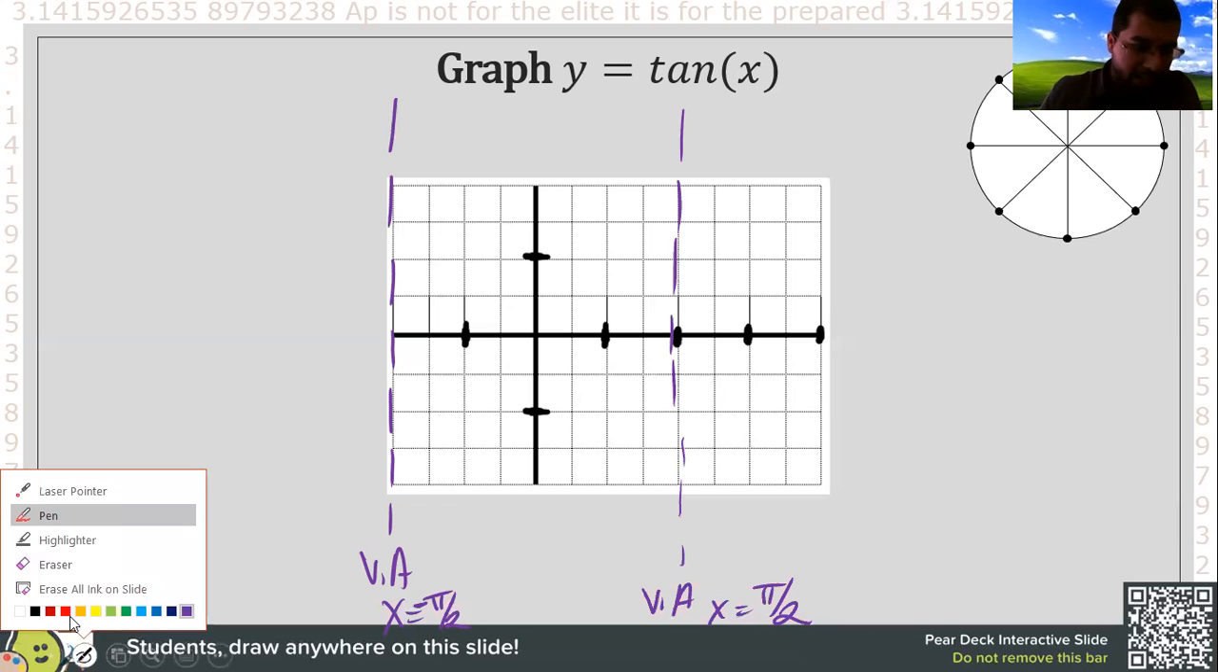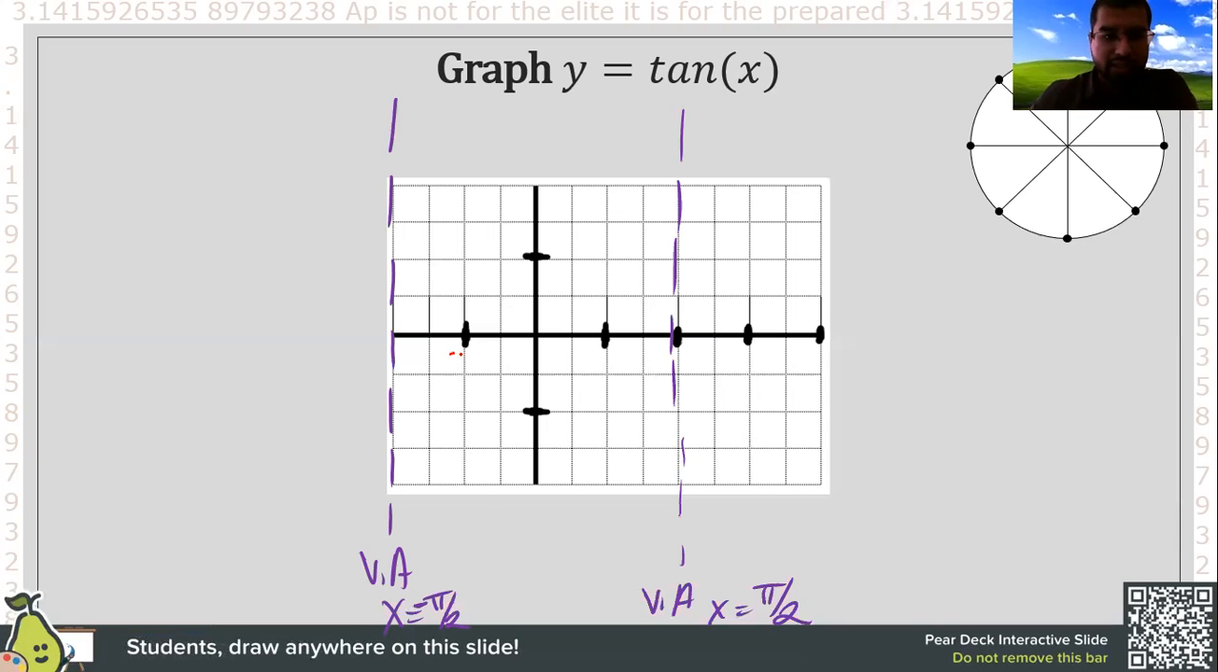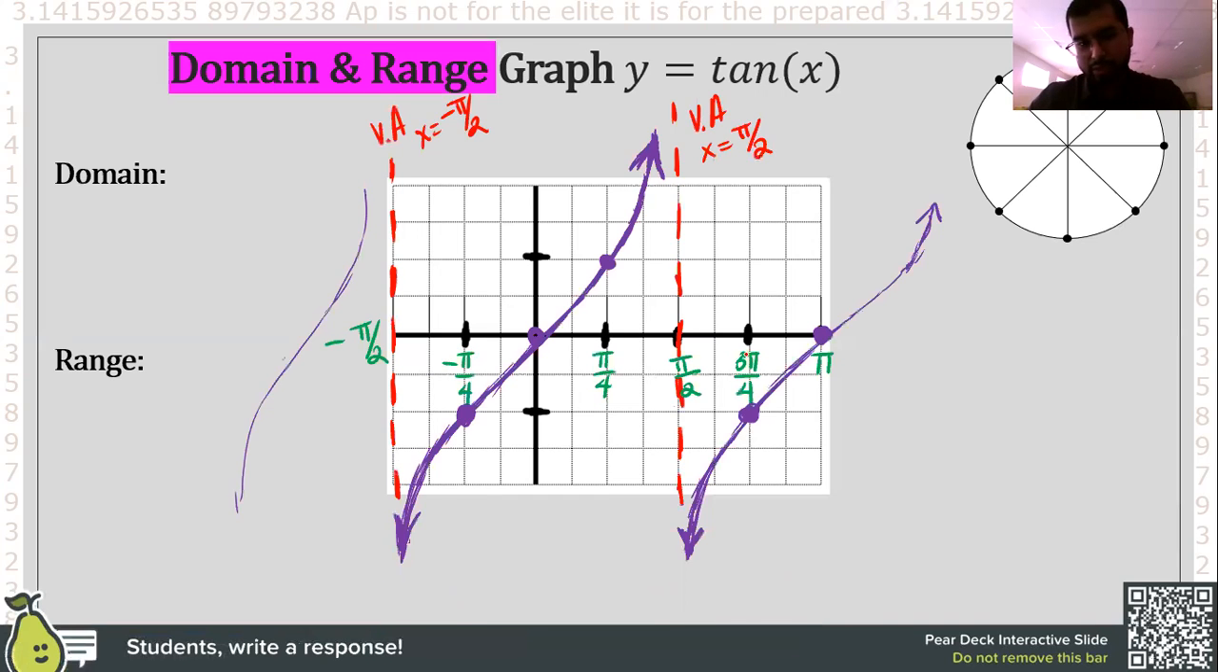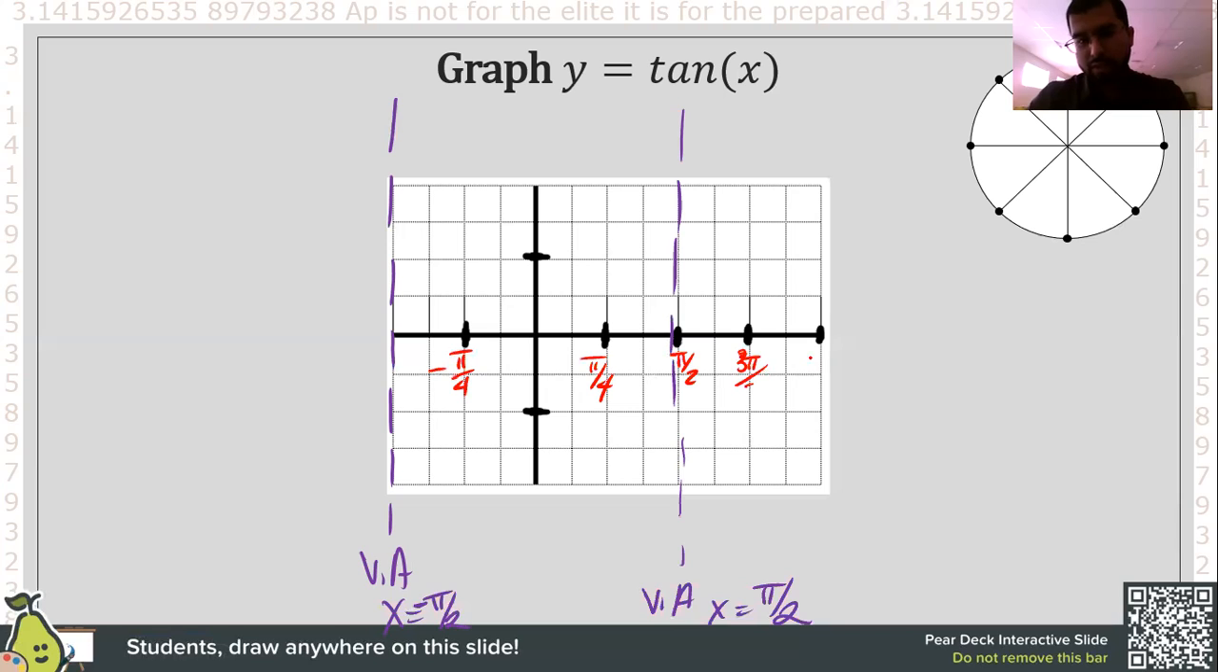Okay, so think about that. I'm going to continue to fill this in. This is negative pi over 4. This is pi over 4. This is pi over 2, a vertical asymptote. This one is with a 4, I'm blanking out, 4 pi over 4, 4 pi, 3 pi over... this right here will be our pi. Not to worry. So we have something like this.